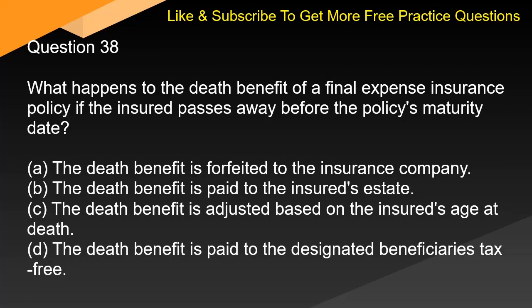Question 38. What happens to the death benefit of a final expense insurance policy if the insured passes away before the policy's maturity date? A. The death benefit is forfeited to the insurance company. B. The death benefit is paid to the insured's estate. C. The death benefit is adjusted based on the insured's age at death. D. The death benefit is paid to the designated beneficiaries tax-free.